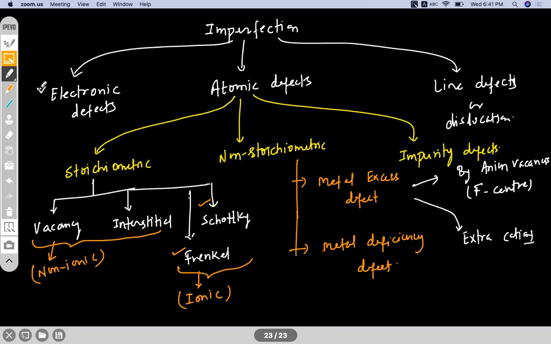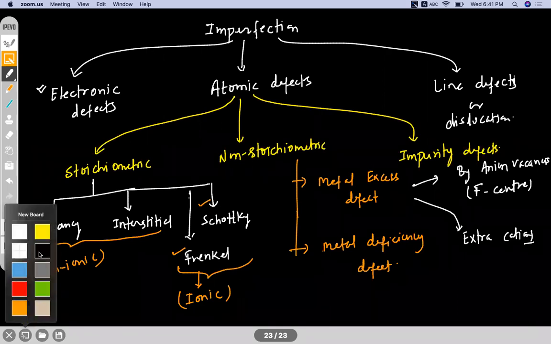We'll discuss a little bit of electronic defects. We'll discuss Frenkel and Schottky, and the important points of difference between these two. And we'll discuss anion vacancy. A few properties we'll see in metal deficiency defects also. For other things, the deficiency part and the imperfection part, just go through NCERT. That will be more than enough. So the first point you write down: electronic defects.